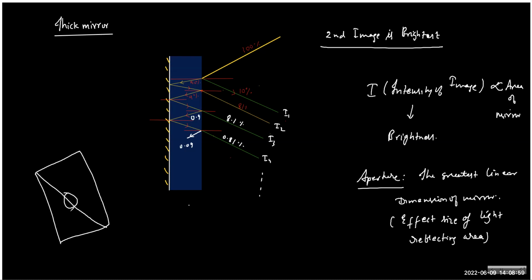So in case of optics, every lens or mirror or even the plane mirror will have a light reflecting area. The biggest linear dimension of the reflecting or refracting area of a mirror or lens we call aperture. So aperture is how big the linear dimension is, and that is why intensity is always proportional to the square of aperture, because aperture is the linear dimension, and intensity depends on the area.